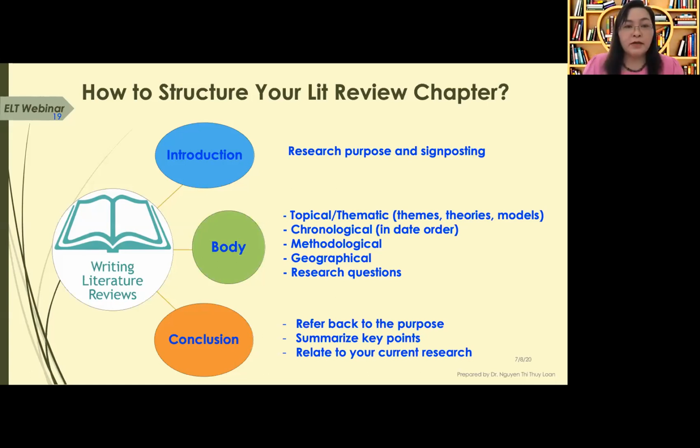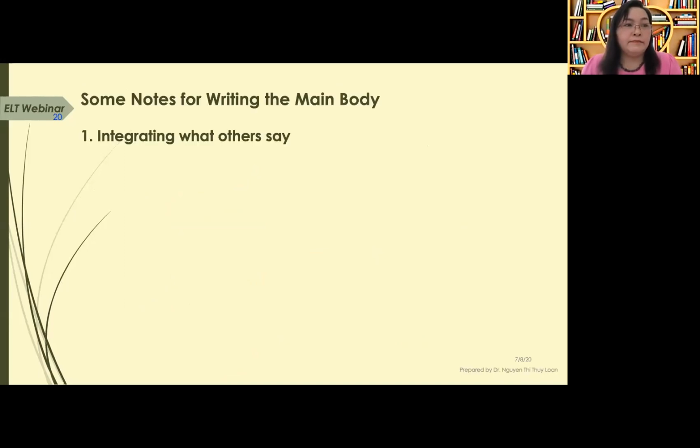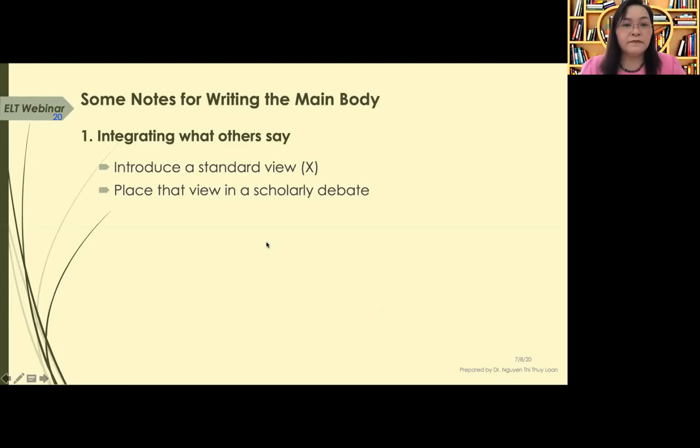Okay, so now some notes for you to remember, especially for writing the body parts of the chapters. I have 4 notes I would like you to remember when you write the literature review chapters. So remember, always iterate what other people say in your writing, okay? So how to do that? First, you introduce the view. For example, you are discussing theory X, and then you need to introduce it. And after that, you will place this view in the debate.